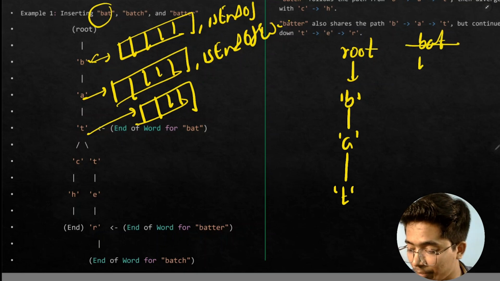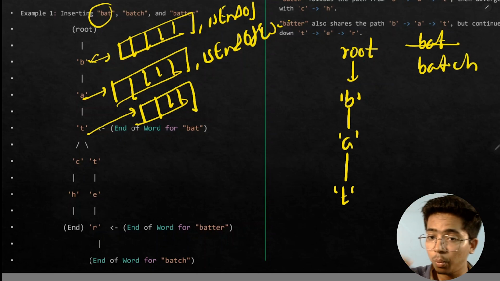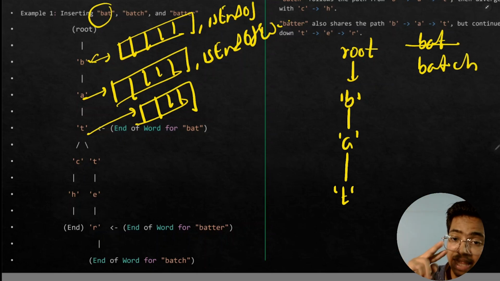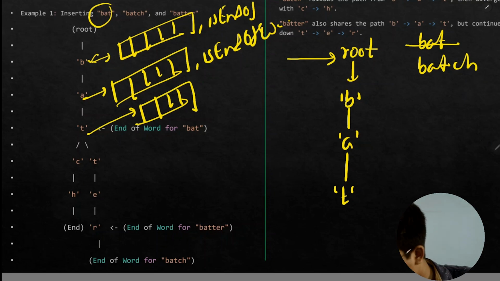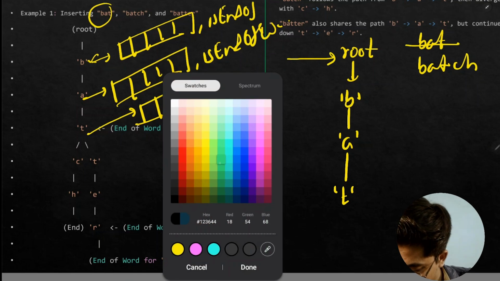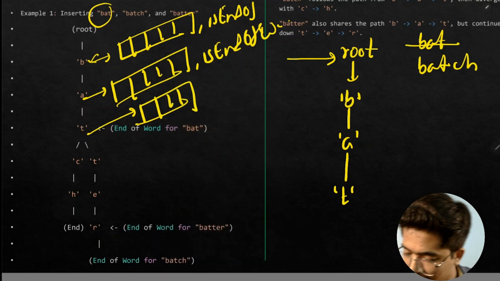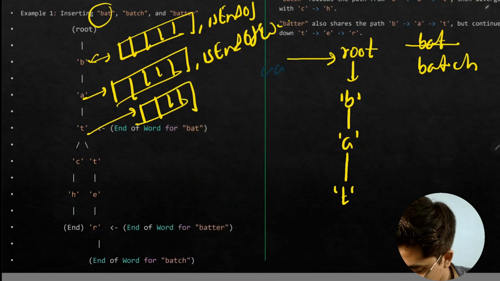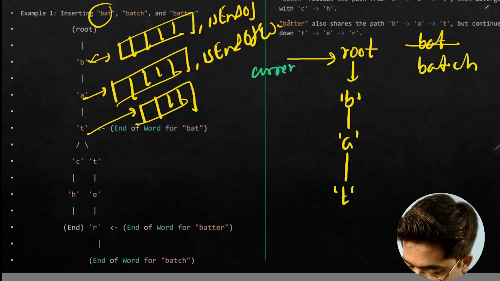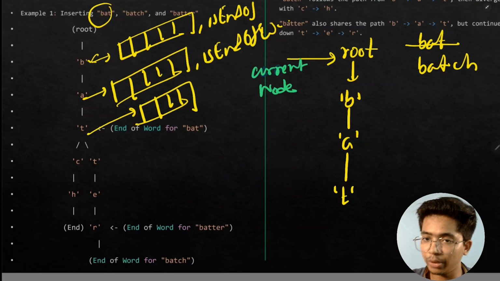Now try to observe the next word, batch. While we insert the second word, we will start again from the root. We will come to the root, that means our pointer, let's say the current node. Here is our pointer, the current node. It will again start from the root.